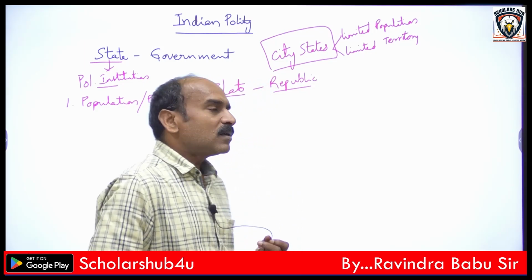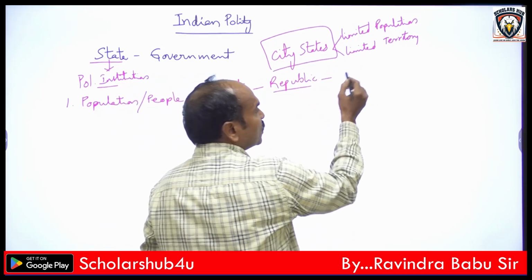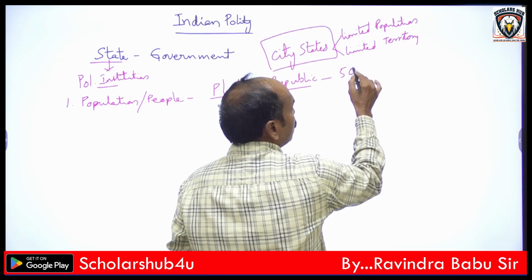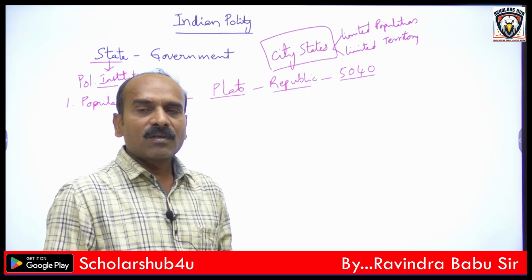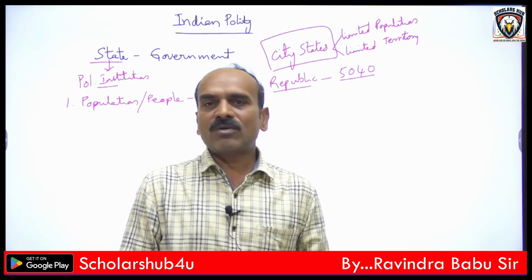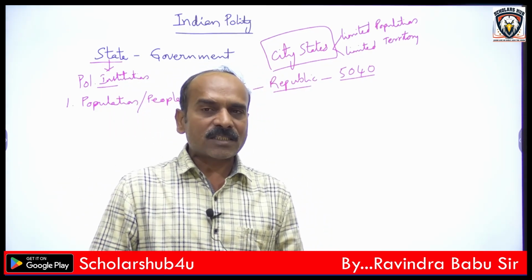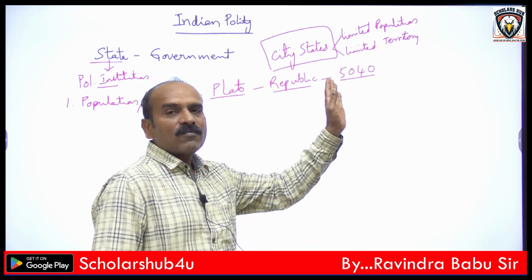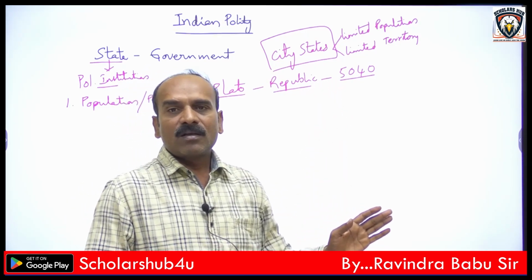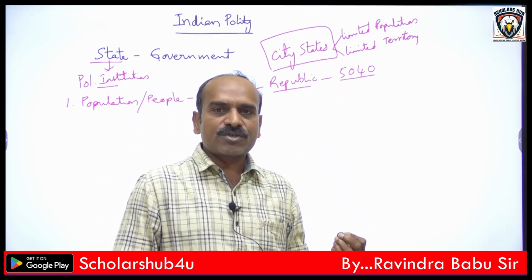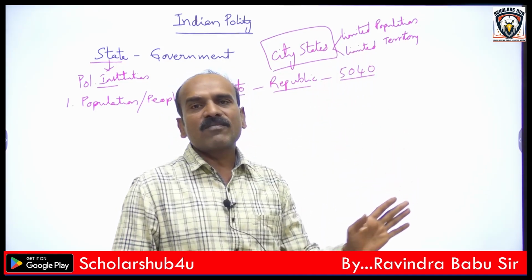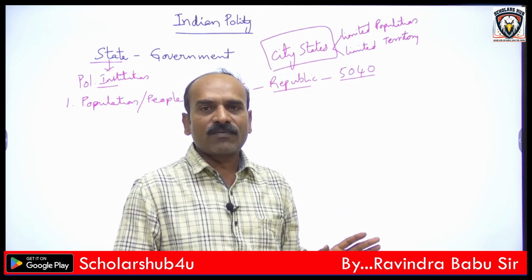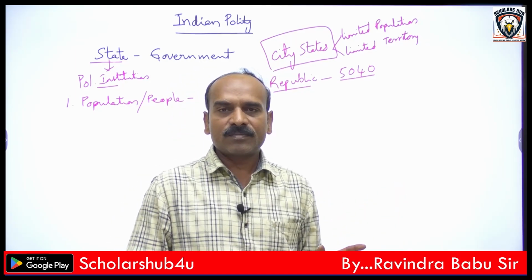He stated that the population of a state should not be more than 5040. Plato wants to restrict the population of a state to 5040. Based on his personal observation of the existing city-states, he stated that a population of 5040 is enough to form a state.